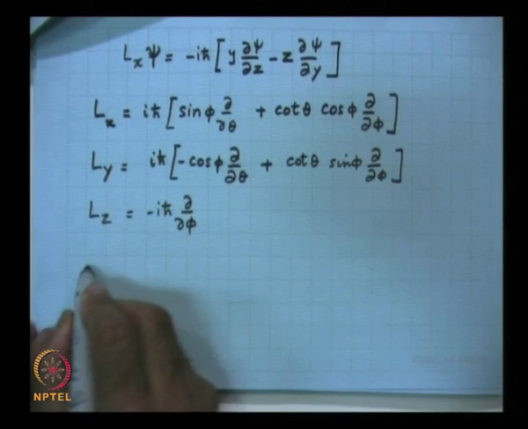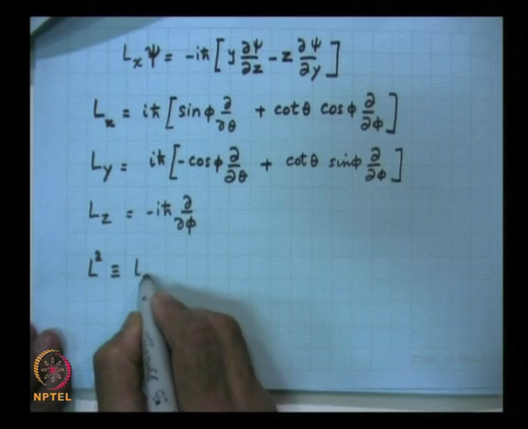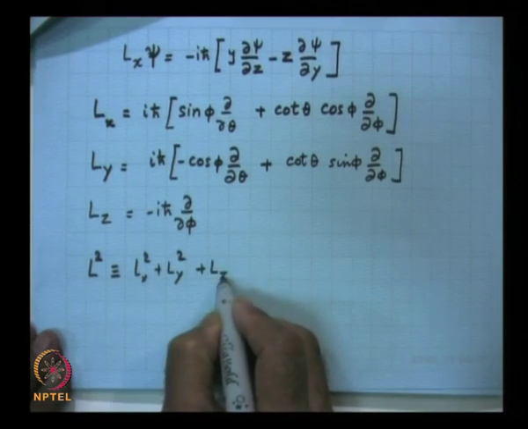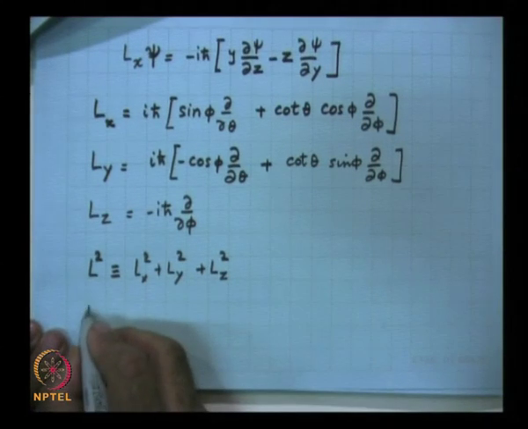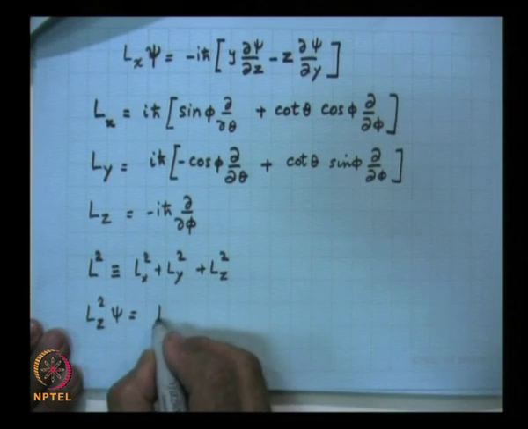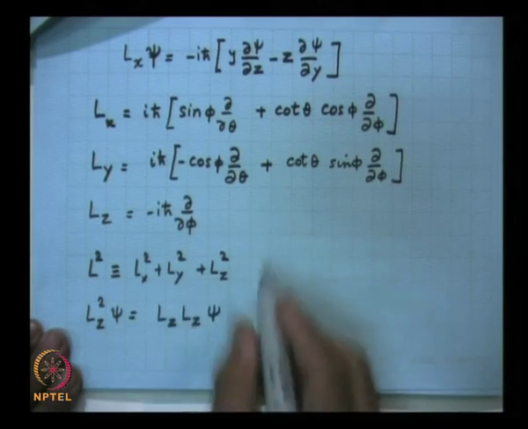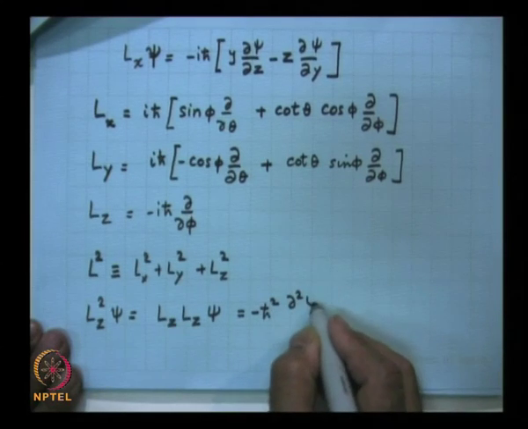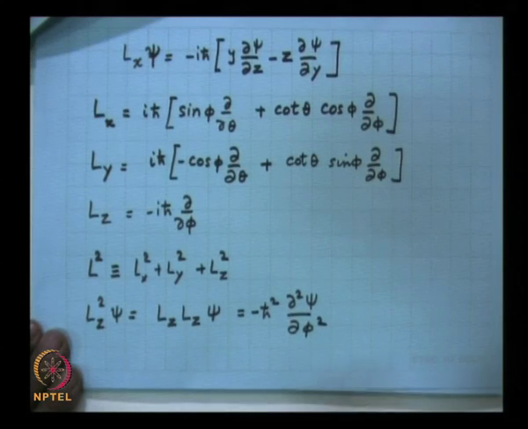Now, I want an operator representation of L square, and L square is defined as Lx square plus Ly square plus Lz square. Lz square is very easy to obtain. Let me do this. Lz square psi, the square of an operator is just Lz operating on Lz times psi. So, if you do that, this will be minus h cross square delta 2 psi by delta phi square, del by del phi and then again del by del phi.